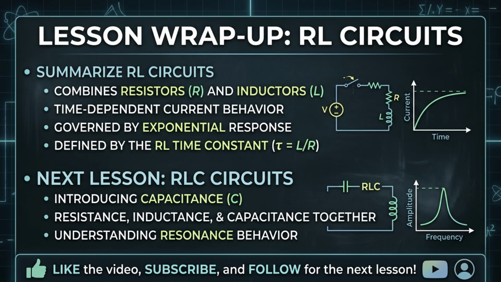In this lesson, we learned that RL circuits combine resistors and inductors to create time-dependent current behavior governed by exponential response. This behavior is defined by the RL time constant and is fundamental in modeling inductive systems and transient circuit response. In the next lesson, we will explore RLC circuits and understand how resistance, inductance, and capacitance together create resonance behavior.